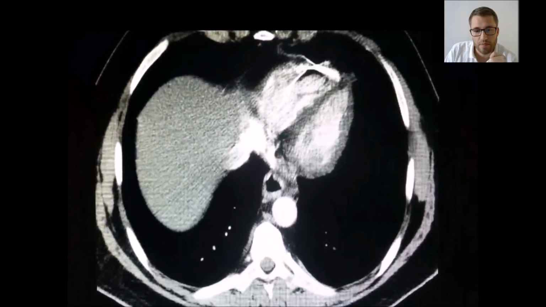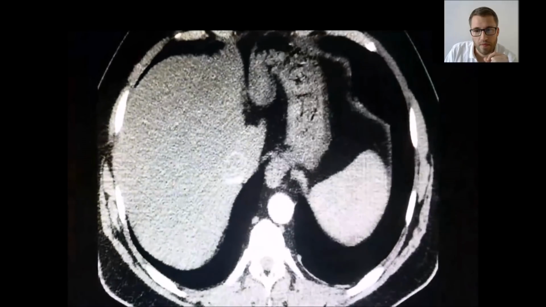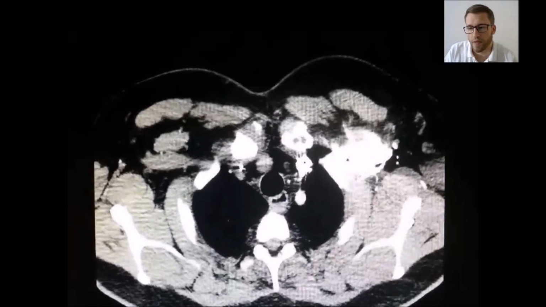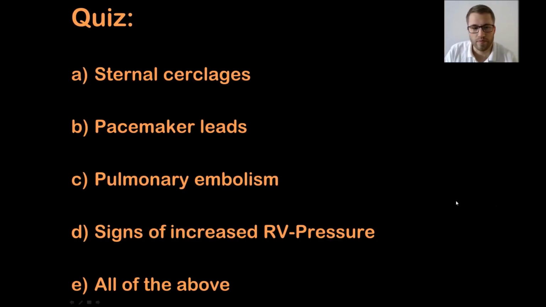A close look. Okay, so what is your answer? Take your time to choose. A, sternal cerclages; B, pacemaker leads; C, pulmonary embolism; D, signs of increased RV pressure; or E, all of the above. Well, I'll give you the answer. It's E. It's all of the above.